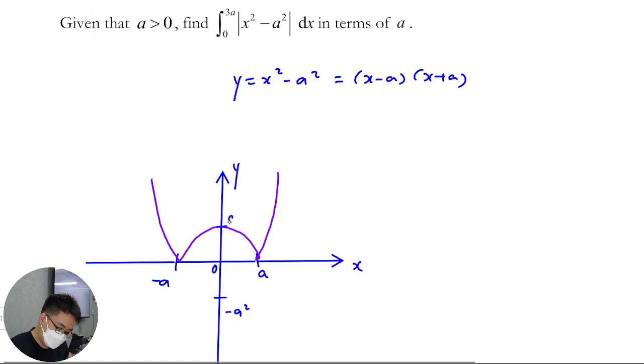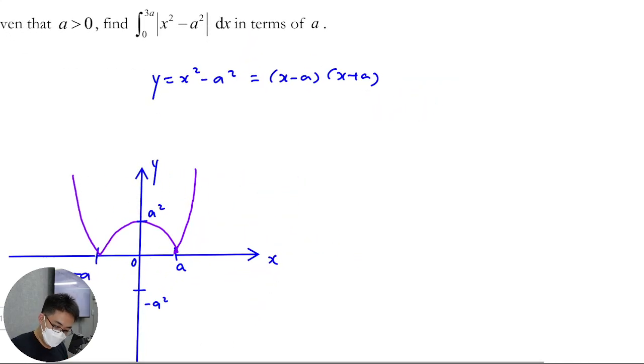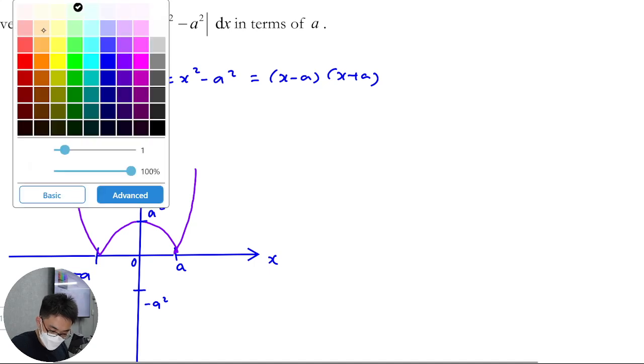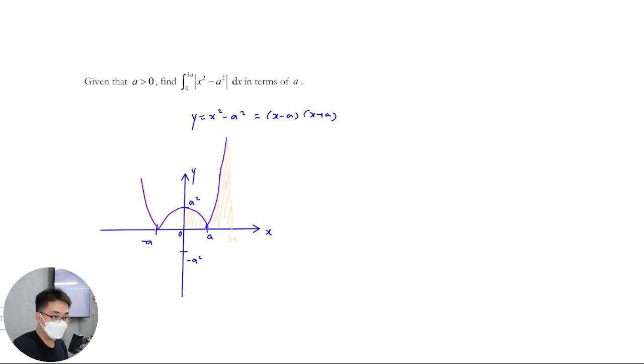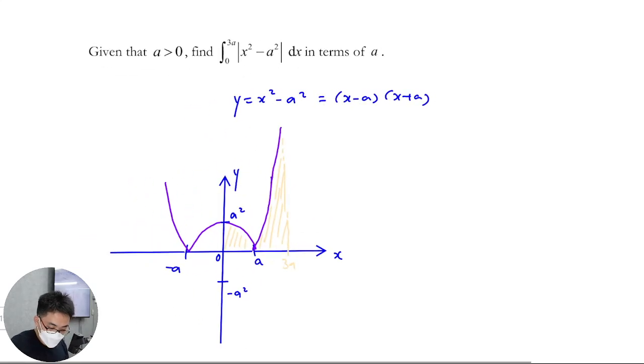This will be okay. So you want from 0 to 3a. Okay, so you just make sure you get the equation correctly lah. So this one will have y1 equals to x squared minus a squared, or the negative one.